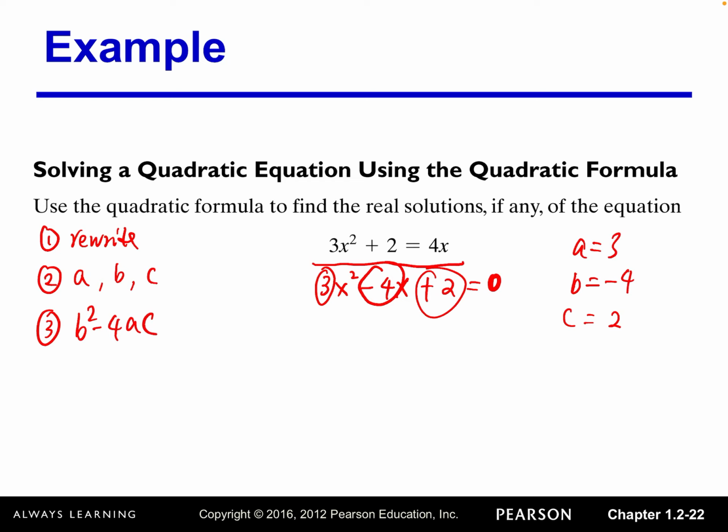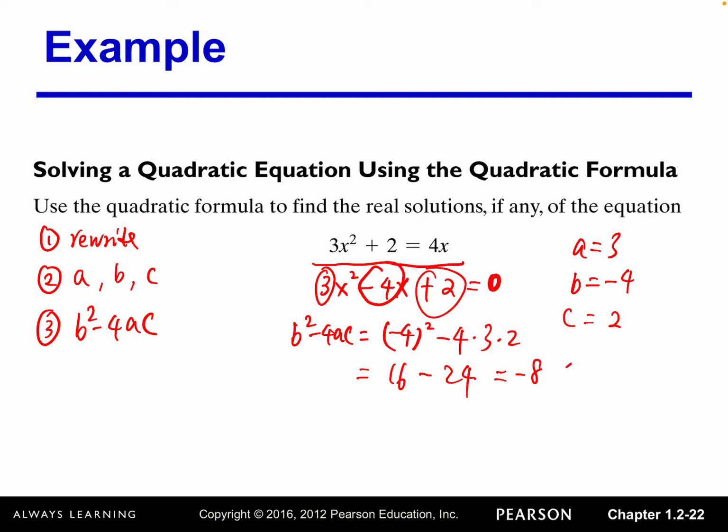So third step, we evaluate the discriminant, b squared minus 4ac. We can just plug it in, right? b squared minus 4ac equals what? Negative 4 needs to be squared. That's b squared minus 4 times 3 times 2. That gives us 16 minus 4 times 3 times 2. That's 24, right? So that gives us negative 8.